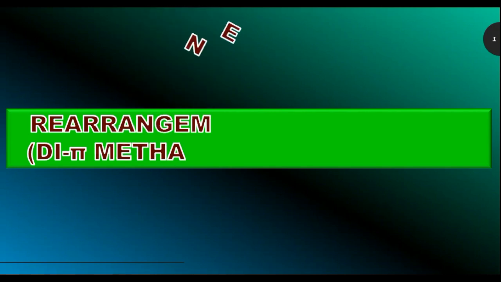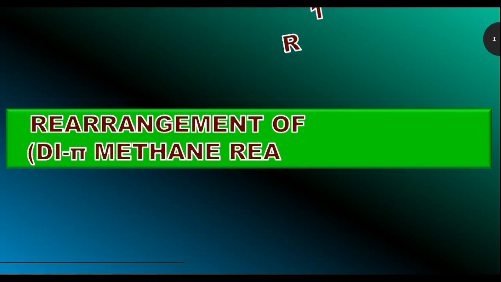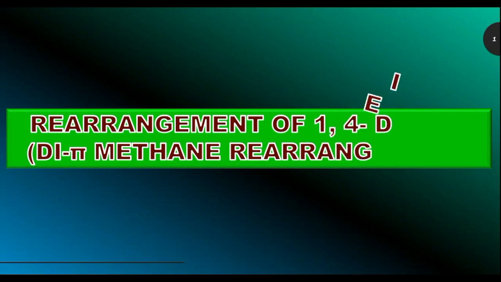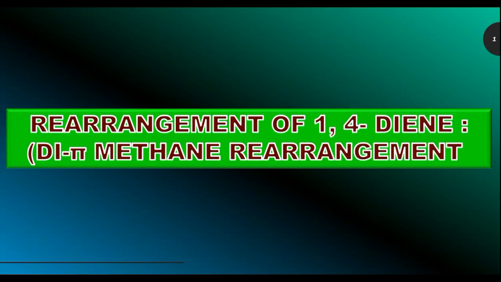So in this video we are going to discuss the rearrangement reactions of 1,4-dienes. This is a very important named reaction. It is called the di-pi-methane rearrangement. Friends, in the last class we discussed the photochemistry of 1,3-butadiene. In this video we are going to discuss the di-pi-methane rearrangement reactions. Remember, it is a very important topic for examination purposes.